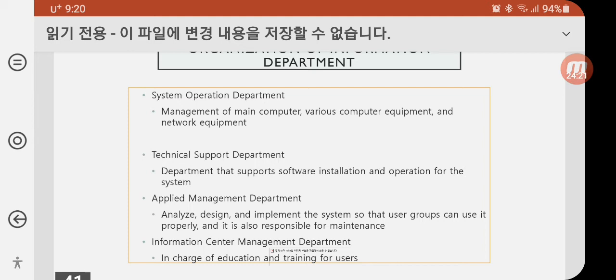The applied management department analyzes, designs, and implements the system so that user groups can use it properly, and it is also responsible for maintenance. The Information Center Management Department is in charge of education and training for users.